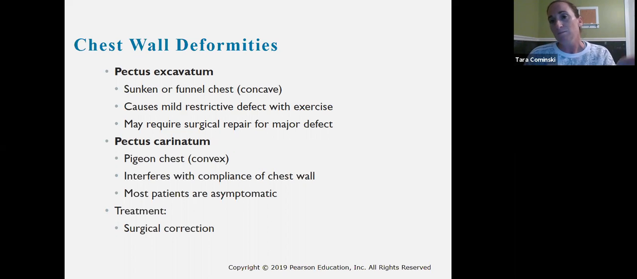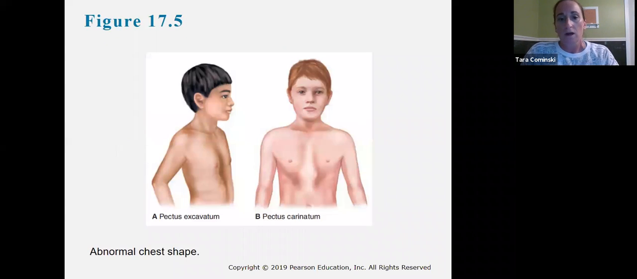And in this case, it says most of the times people are asymptomatic, okay? So it's not enough to confine, but if it's severe enough, it could potentially lead to issues. And so again, if it is severe, surgical correction might be necessary, okay?